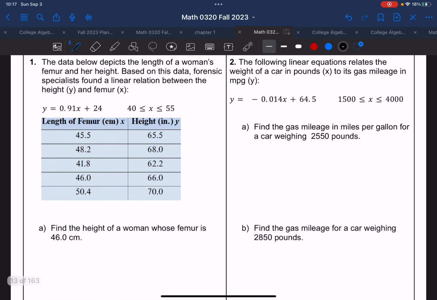For part A, it says find the height of a woman whose femur is 46.0 centimeters. First thing, before we go back and use the relation, we need to check our table. Can we find 46.0 centimeters on our table? We can. That 46.0 centimeters is right here, and it tells us that the height is 66 inches. So we would just write that. The height is 66 inches.